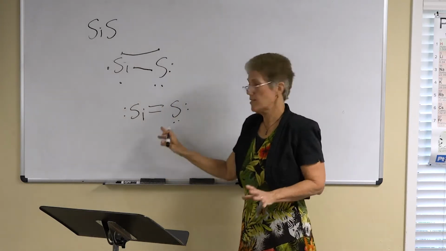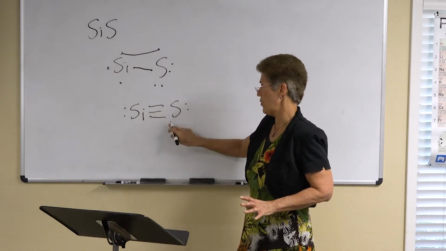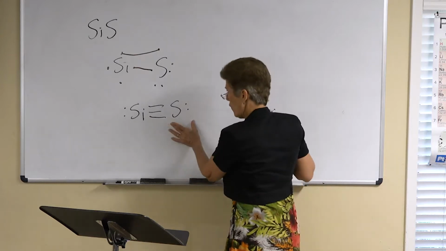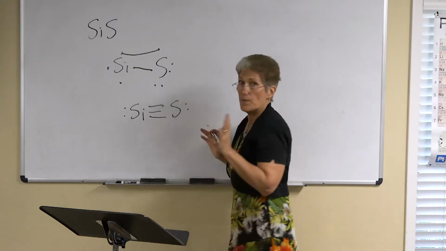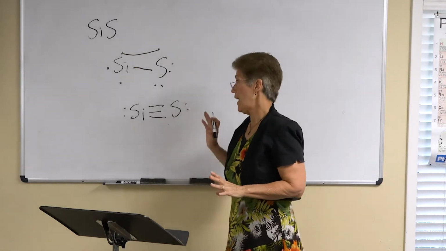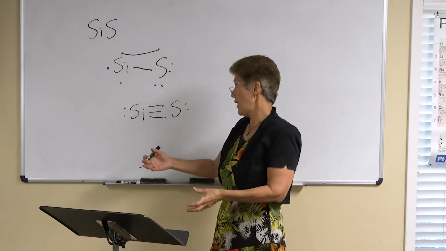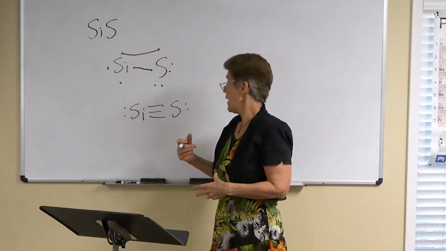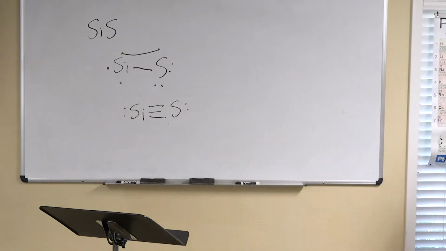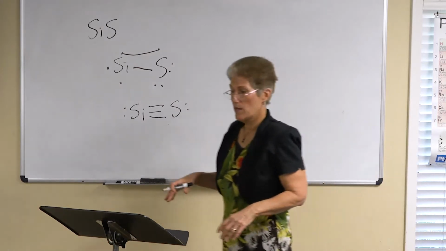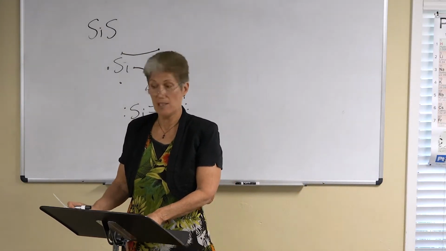But when we look at this, this only has 3, but this has 4. So I'm going to have this one share. Okay, now it's sharing. Now sulfur has 4 pairs and silicon has 4 pairs. Now we're told by the definition that the most electronegative is going to be the one that gets the electrons. The one that's most electronegative is the one that's going to keep the electrons.